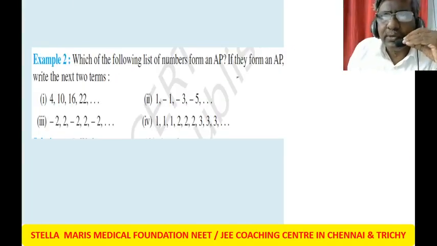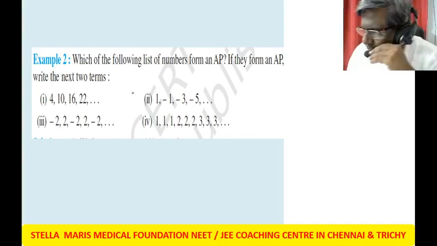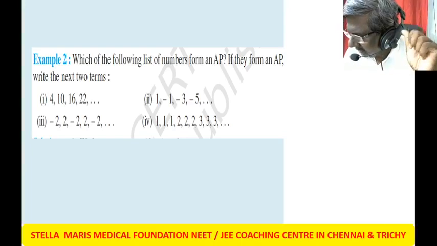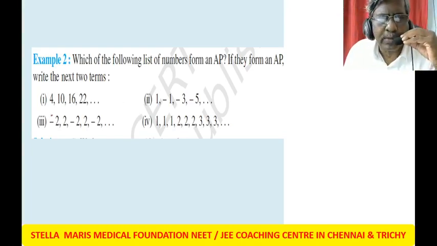See, what is example 2? Which of the following list of numbers form an AP? If they form an AP, write the next 2 terms. Clear? If it is an AP. So we'll see here. First problem. I'll take this problem.